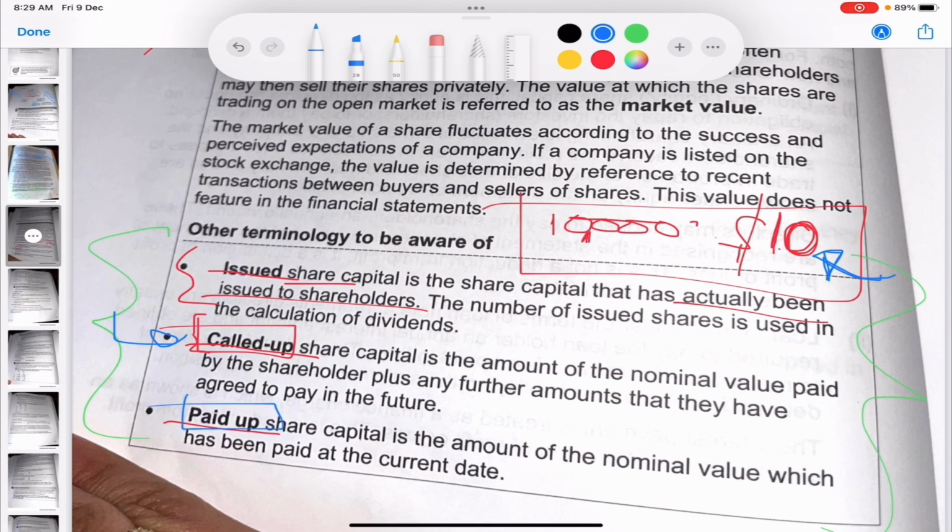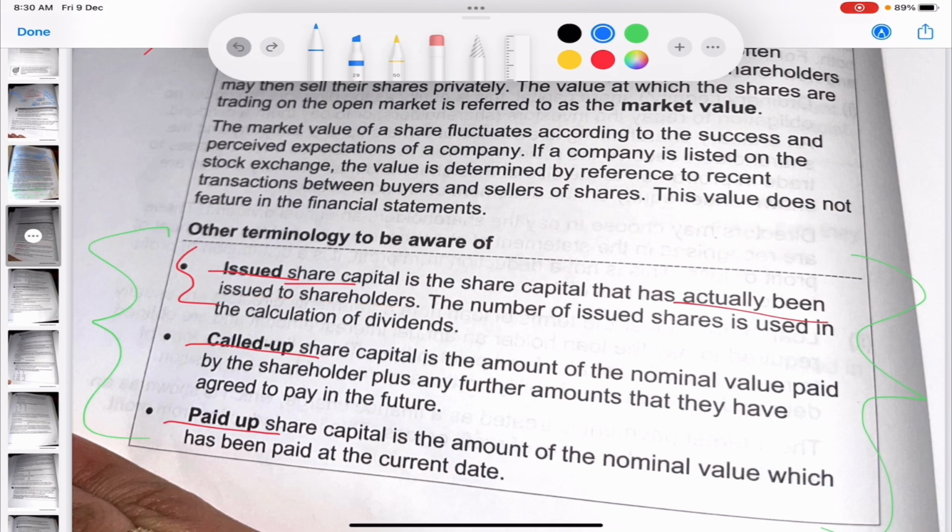What does paid up mean? That's simple. Paid up is what a person actually pays. If I have called up $8, but the shareholders have given me only $2, how much is paid up? $2. How much have I called for? 8. But what was the actual issued capital, or what was the face value? It was 10. So called up share capital is the amount of the nominal value which is called from the shareholder. What is paid up share capital? Paid up share capital is the amount of the nominal value which has been paid at the current date.